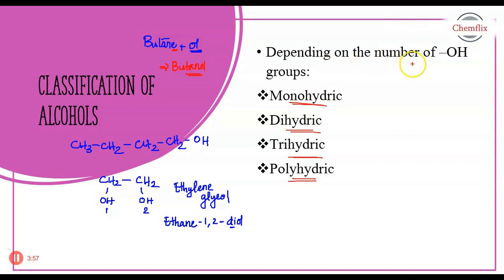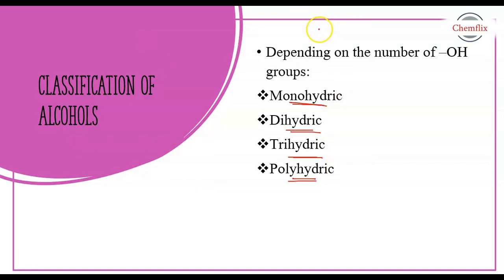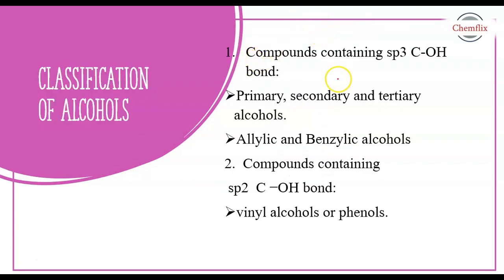Okay, so depending on the number of OH groups, you can classify these alcohols into monohydric alcohol, dihydric alcohol, trihydric alcohol, and polyhydric alcohol. Now we're moving to the next slide: the classification of alcohols based on the sp3 C-OH bond. sp3 means single bond. We are dealing with the C-OH bond. Then you can classify it into primary, secondary, and tertiary alcohol. I will tell you exactly what primary, secondary, and tertiary alcohol are.